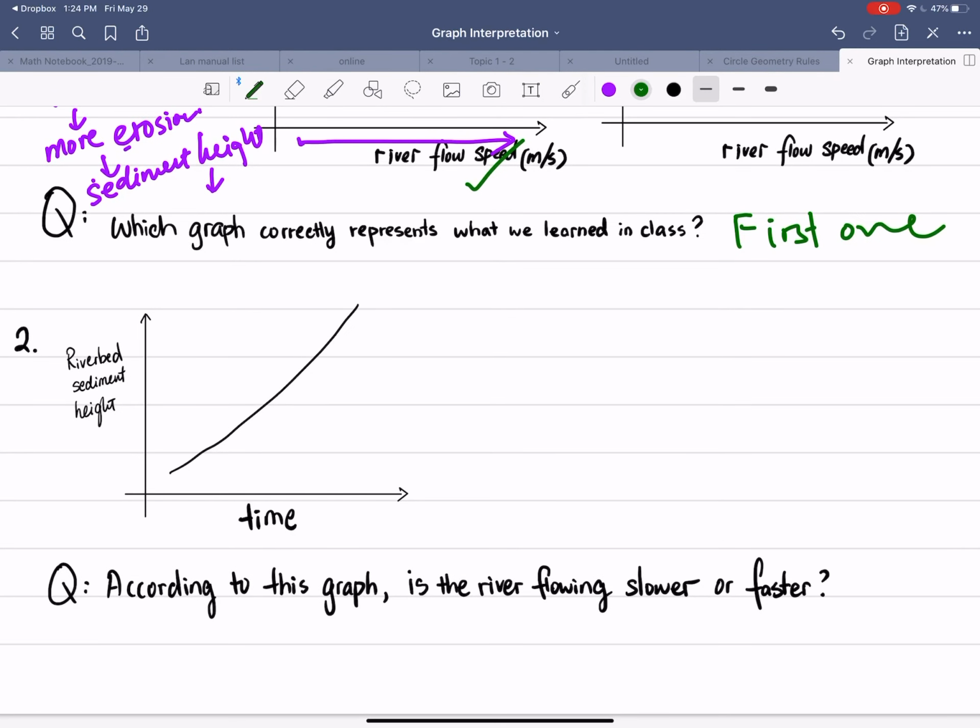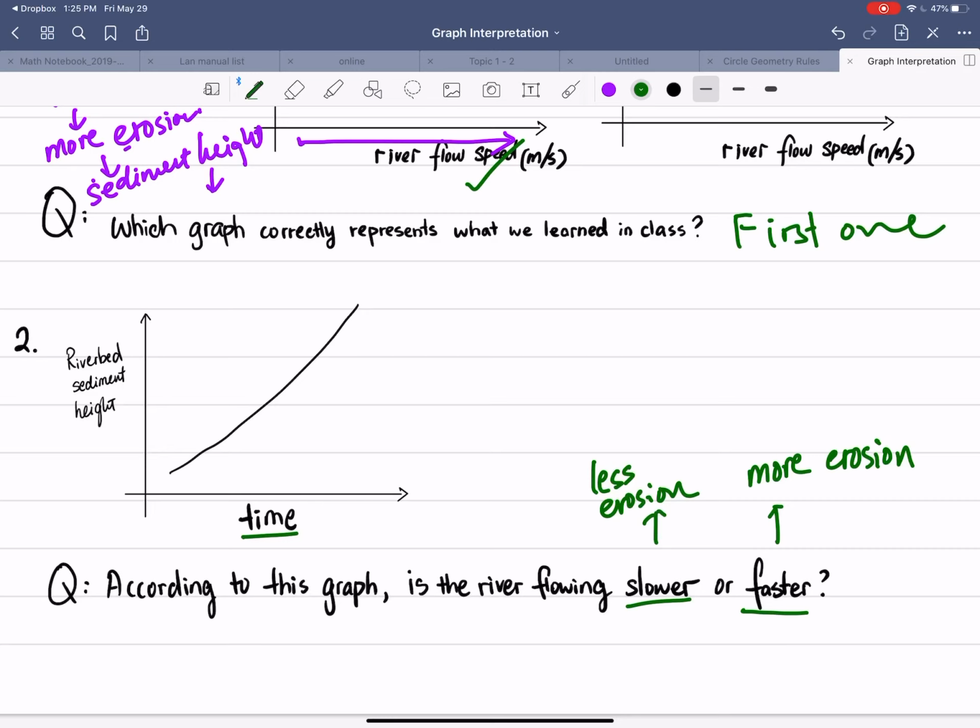Second question, let's examine the graph here. The x-axis is not flow speed now, it's time. So as time increases, river sediment height is increasing. That means there's sediment piling up, okay? According to the graph, is the river flowing slower or faster? When it's flowing faster, the height will decrease because more erosion is happening. When it's slower, it means less erosion. That means the water speed is actually slowing down, okay?